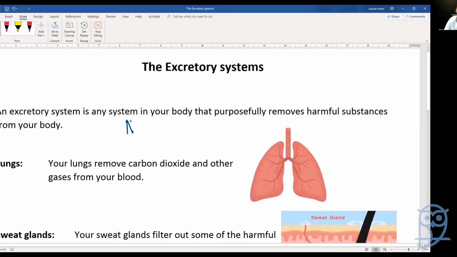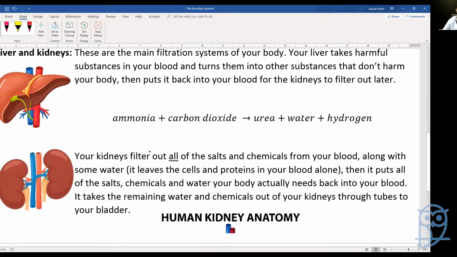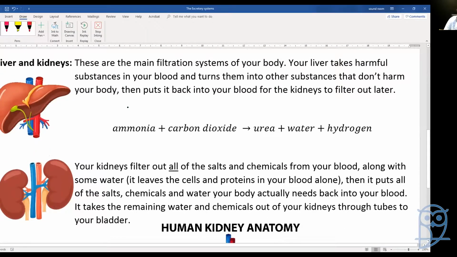So ammonia is NH4 and carbon dioxide is CO2. You guys don't need to know these symbols. I'm writing them down so that you guys can see what's happening. And then it makes urea, which is NH2, 2 of those, CO, water, which is H2O, and hydrogen gas. The hydrogen gas gets taken out through your lungs.